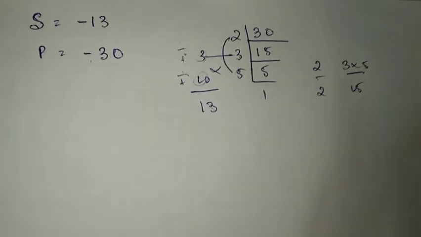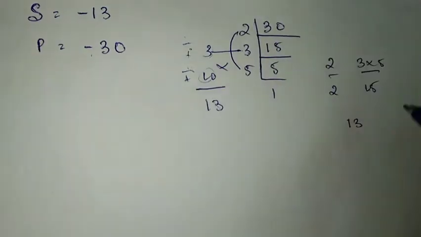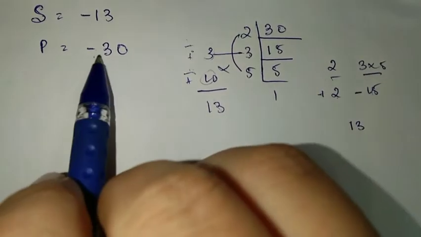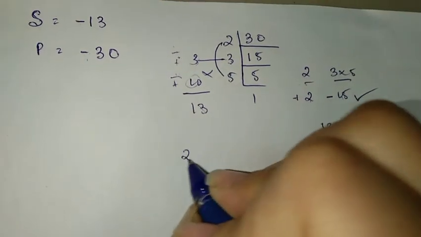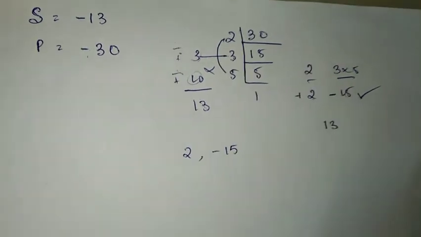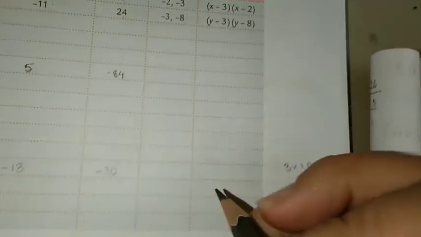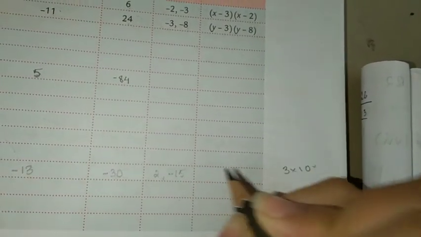Now 15 and 2, if we subtract them, we get 13. When you subtract the two numbers, you can get 13, right? But 15 must be the minus one, okay? So the two numbers are 2 and minus 15.